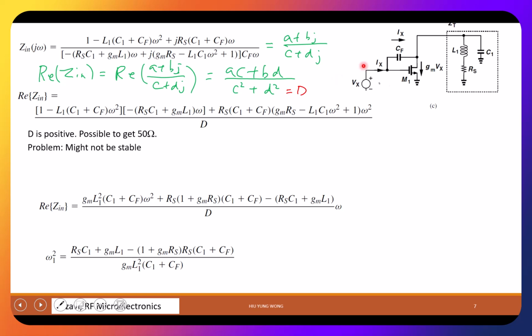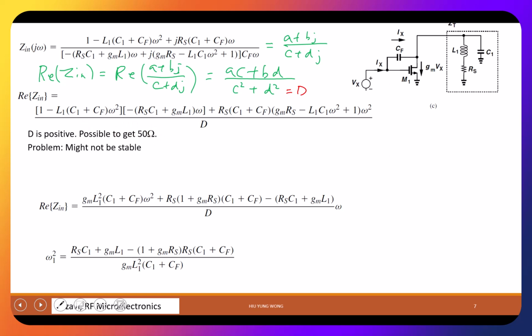I want to make this purely real with 50 ohm. 50 plus 0j. What will you do? What are the possibilities? Yeah. Cancel out. What do you mean? How do you cancel it out? Well, by adding a capacitor or inductor, right? So that they will cancel out. At the frequency that you are interested in. Okay, so here we did not discuss this. We assume we can cancel out. Then we have this one. Okay, so it's possible to get 50 ohm.